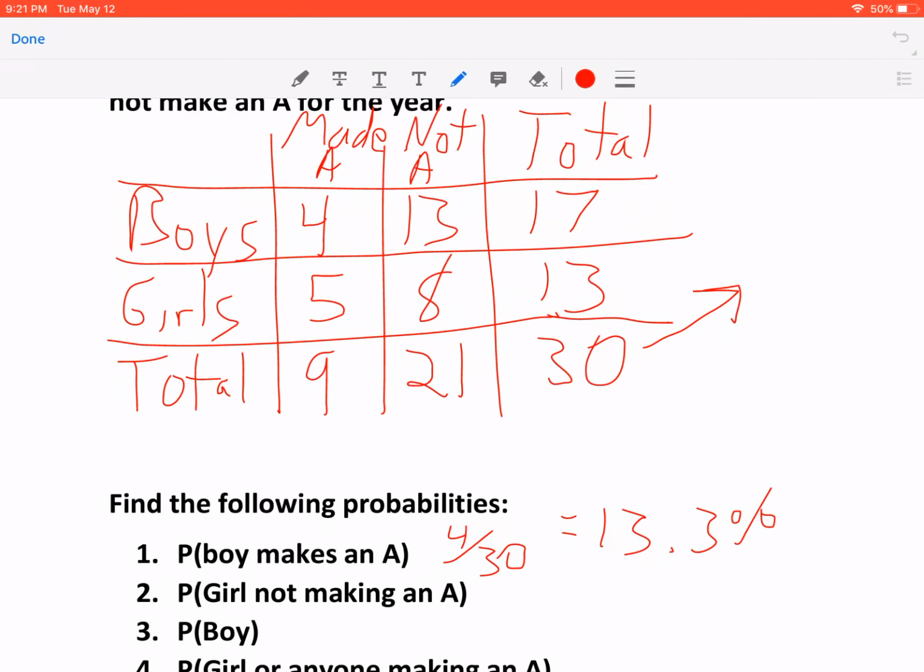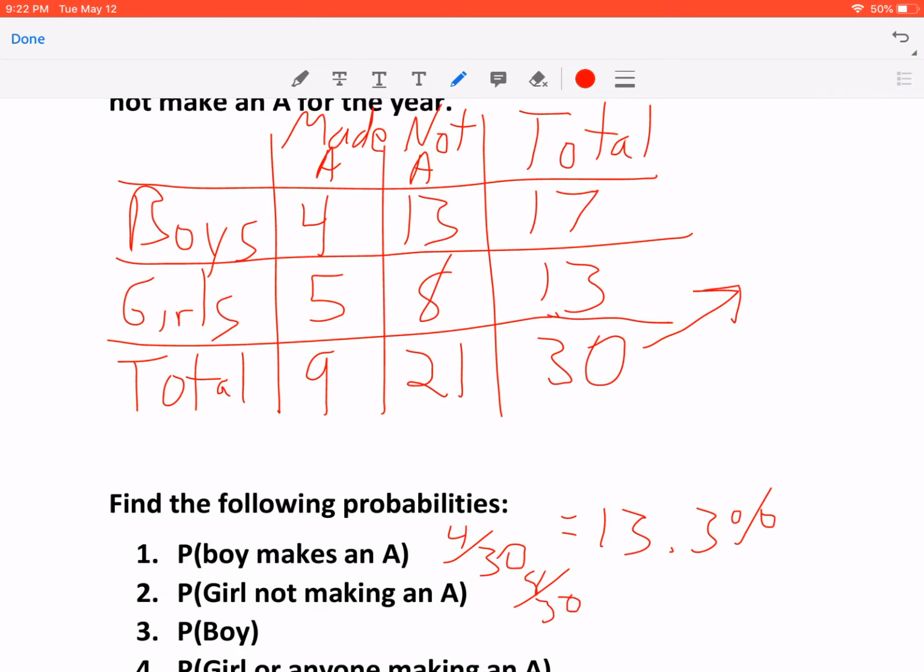Alright, number 2. Girl not making an A. And again, I don't see and, or, or anything like that. I'm just looking for that specific cell. This is kind of like an and problem, but it's a girl not making an A. So if it's a girl that did not make an A, it should be 8 out of 30. Same thing.